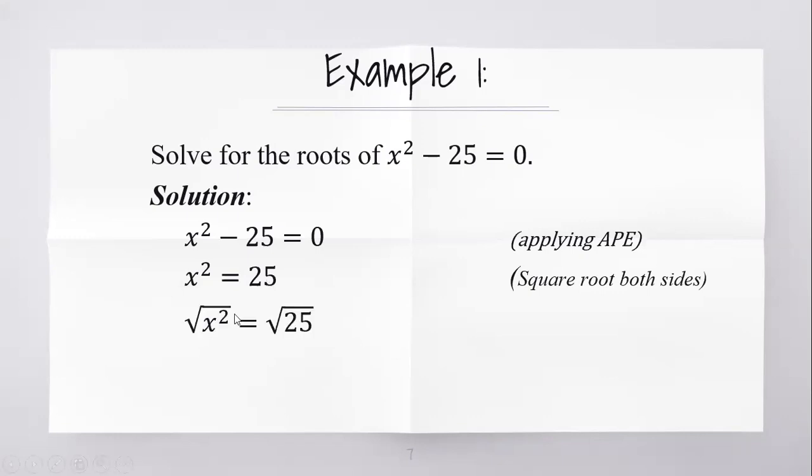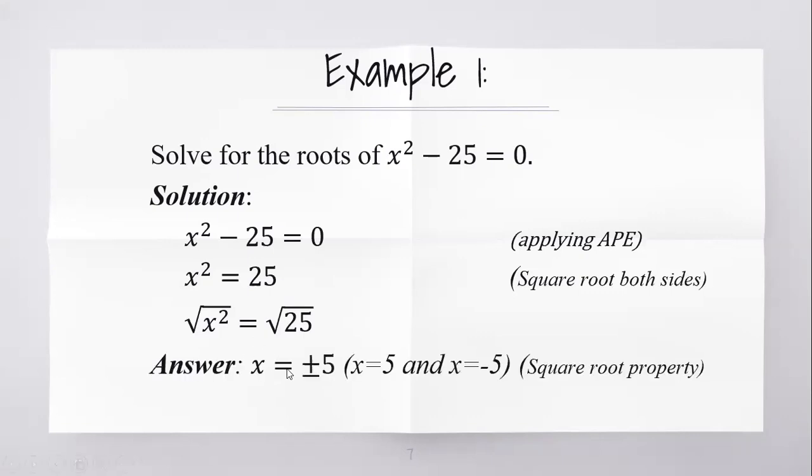Next step is to square root both sides of the equation. So, i-square root natin si x squared, yung quadratic term natin, and i-square root natin din yung constant, yung 25. That will become square root of x squared is equal to square root of 25. And then solve for x. So our x will be positive or negative 5, wherein the roots are x is equal to 5 and x is equal to negative 5.